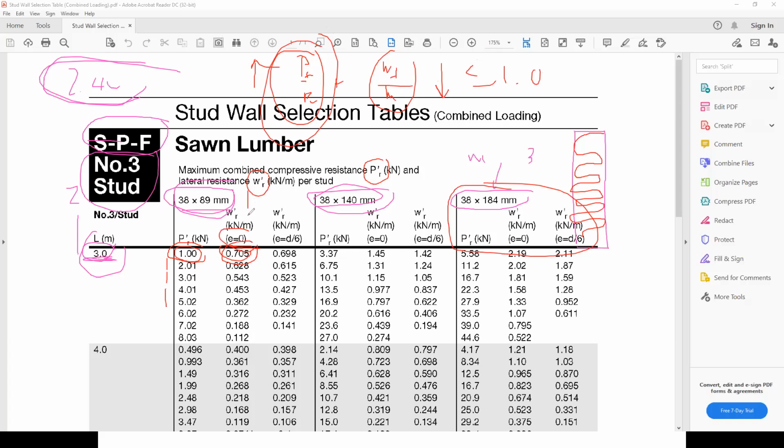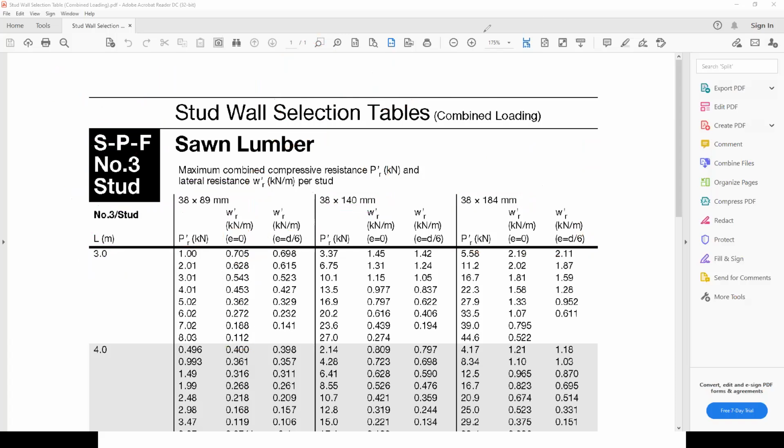So therefore, we will be looking for the WR in this column here. This is where we were looking for the WR. And here is if your eccentricity is up to D over 6. Now, guys, I'm going to try to explain this right now. I'm doing this more for your general information. You're not going to get tested on this or anything, but it's good to know.